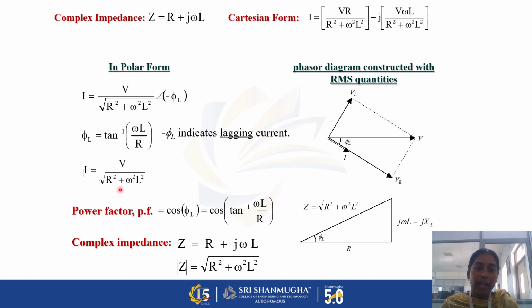So under the I value we are finding the denominator. This is only the magnitude, and the minus phi indicates the phase value. Power factor is equal to cos phi, and the impedance is equal to square root of R square plus omega square L square. And this is the phasor diagram representing the voltage and current relationships.